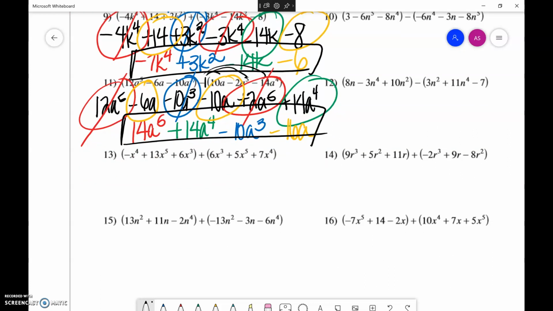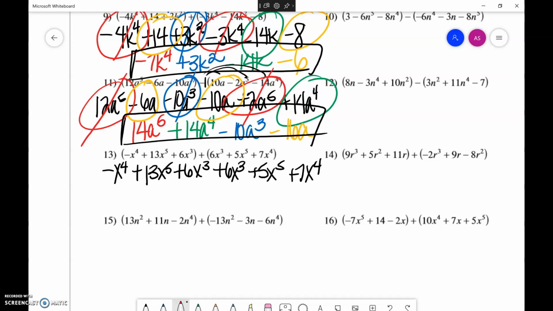All right. Here we have another addition problem. So I'm going to just rewrite that. All right, so we're going to start off with our x to the 5th term. So I have positive 13x to the 5th and positive 5x to the 5th. So that's going to give me 18x to the 5th.